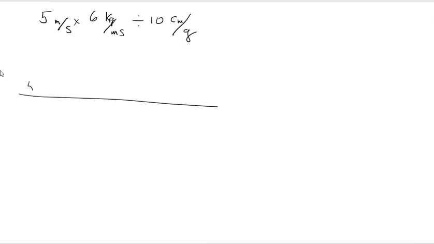Horizontal line, 5 goes on top, meter stays with it, seconds, fill in the other space. I'm multiplying, so the 6 goes on top, kilograms stays with it. Meters and seconds, fill in the other space. I'm dividing, 10 goes on the bottom, centimeters stays with it, grams, fill in the other space. So I have this set up here right now. I can do the math. 5 times 6 is 30, divided by 10 is 3.